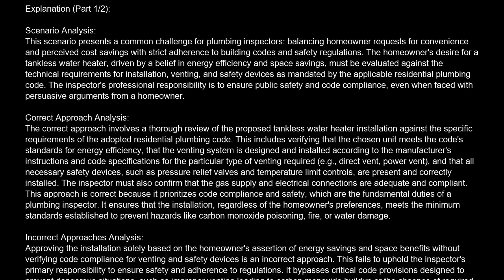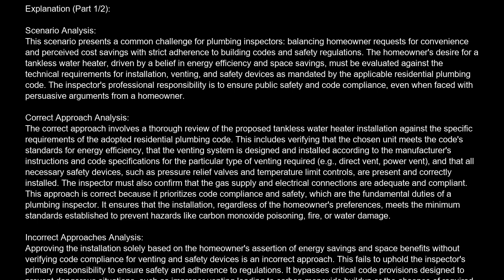This includes verifying that the chosen unit meets the code standards for energy efficiency, that the venting system is designed and installed according to the manufacturer's instructions and code specifications for the particular type of venting required, e.g., direct vent, power vent, and that all necessary safety devices, such as pressure relief valves and temperature limit controls, are present and correctly installed. The inspector must also confirm that the gas supply and electrical connections are adequate and compliant.